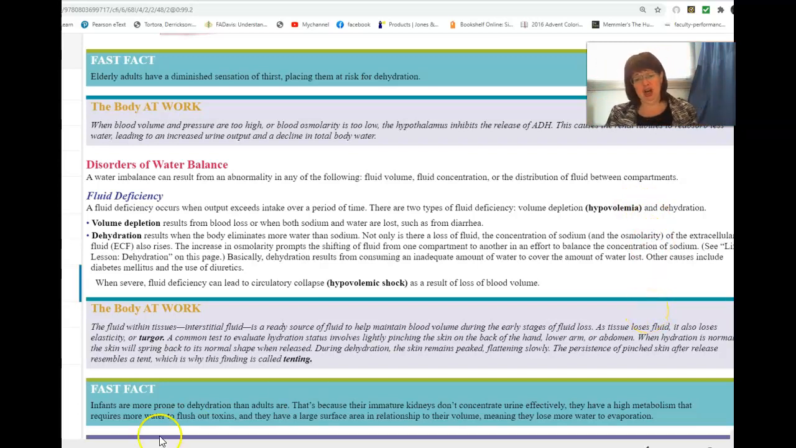When we're talking about fluid loss, there is a term called turgor, right here on the purple part under "the body at work." The fluid within the tissues, which is interstitial fluid, is a readily available source of fluid to help maintain blood volume during early stages of blood loss. So it's not in the blood, but interstitial means it can flow between the tissues. If you are losing fluid, that will take fluid out of the tissues, which eventually takes the fluid out of the cells. So there's a loss of turgor pressure in the skin. Okay, good.